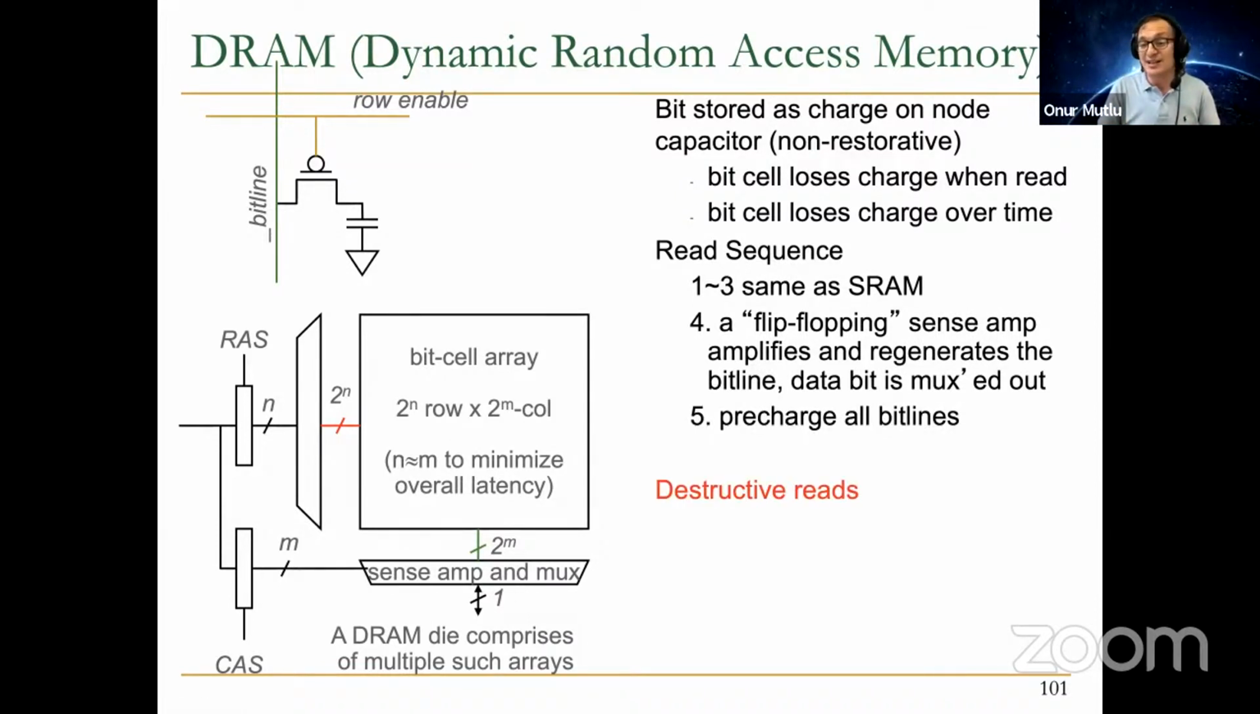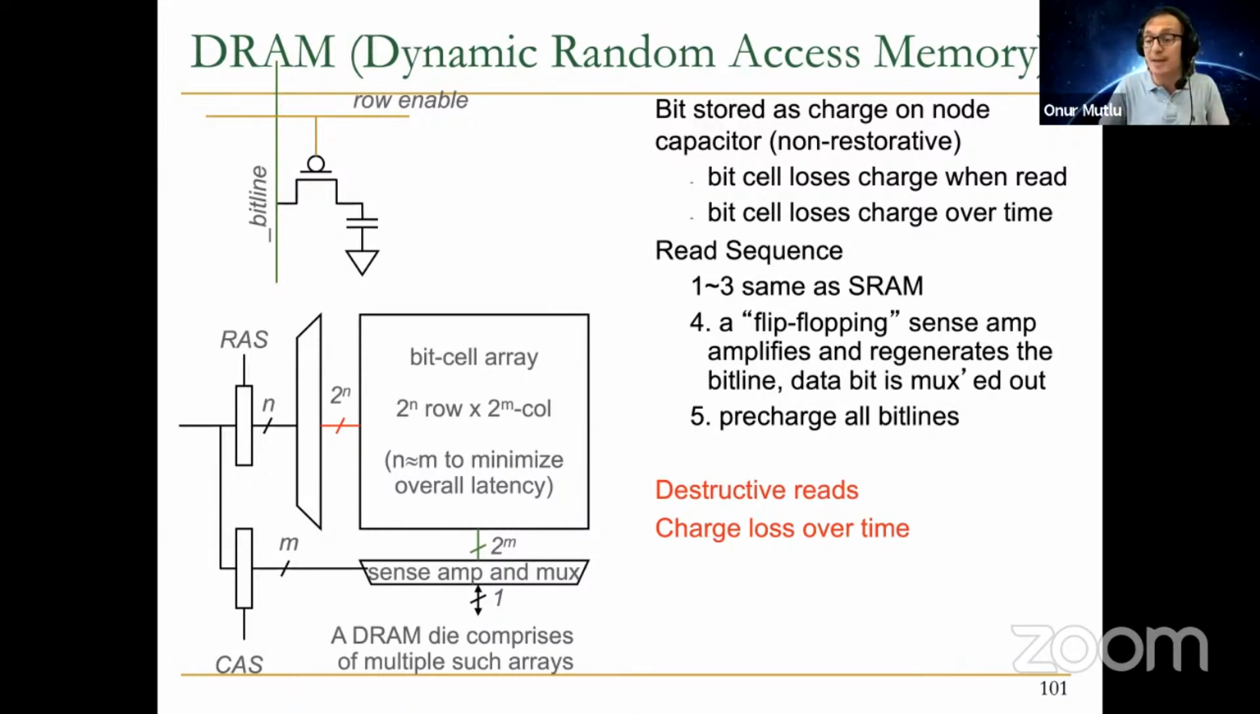So reads are destructive. That's one major difference between DRAM and SRAM. Whenever you do reads in DRAM, you destroy the entire row of data because the capacitors lose their charge because they share their charge with the bit line. And as a result, you need to replenish. You need to write back the data into the capacitors, basically. And also, there's another reason why you need to refresh.